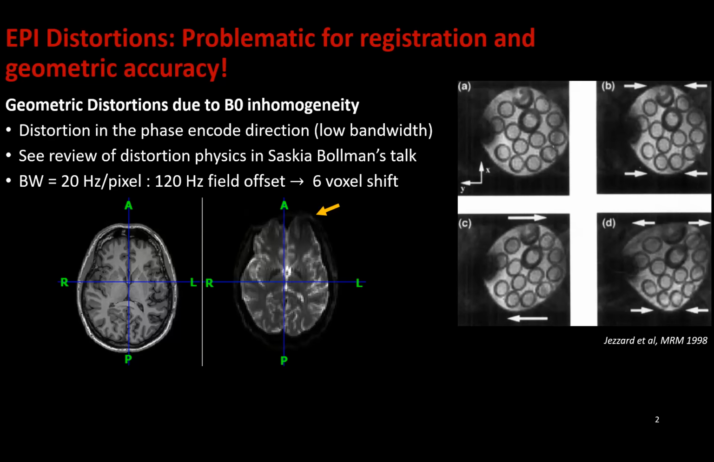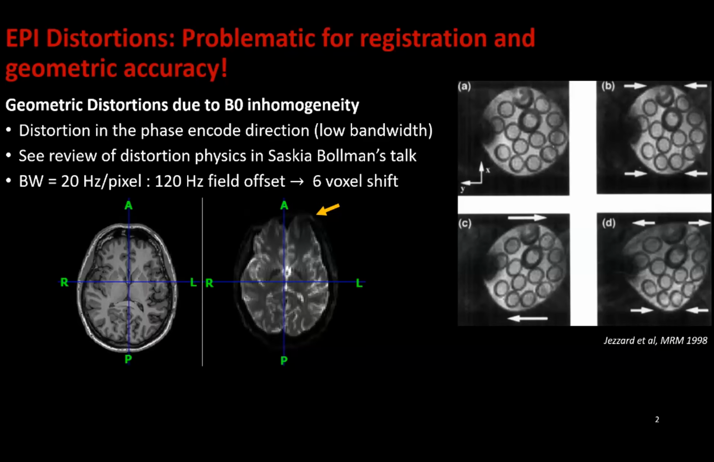And this is primarily in the phase encode direction, which is the low bandwidth direction. And in case you guys are feeling very sleepy after lunch, I thought I'd put some numbers to wake you up. So if you have a typical EPI, right, 20 hertz per pixel bandwidth, yeah, that's very typical. So if you have a 120 hertz of field offset, that's like 6 voxel shift. Forget layers, you might not even be in the brain, right? So these are very severe distortions that we need to address to get the geometric accuracy of saying, oh, this functional signal is related to layer 4, right?